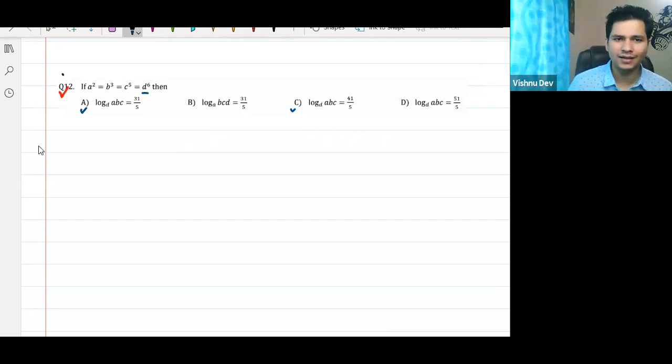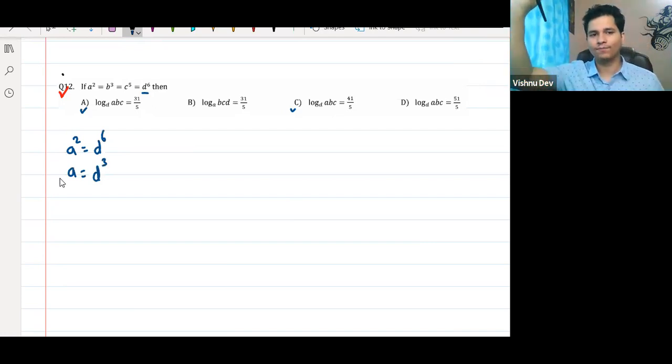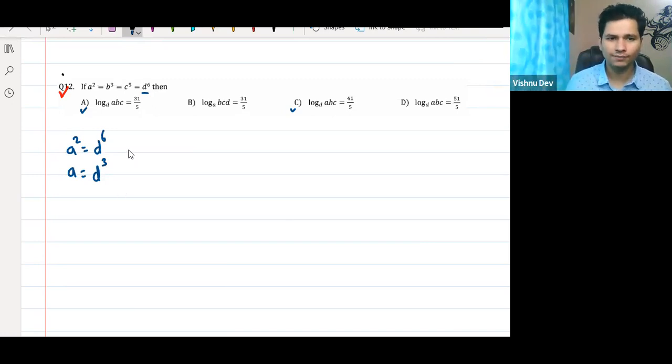So think about it, how easy this is. Can I write A square is equal to D to the power 6? I'm taking this as a reference. So can I say, sir, A is equal to D cube? Yes or no? Raise your hand. A is equal to D cube?